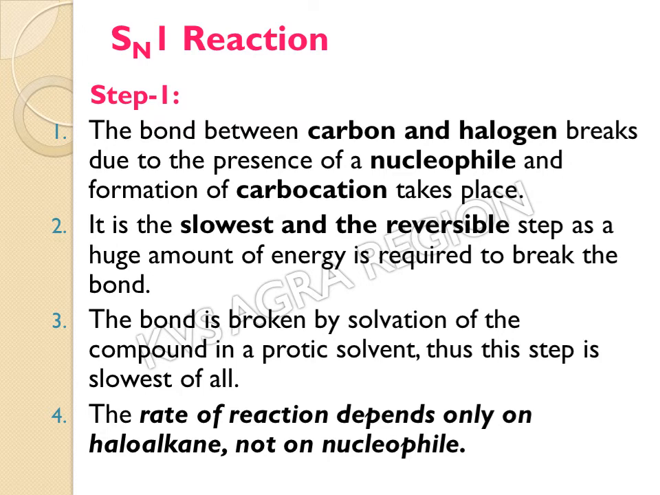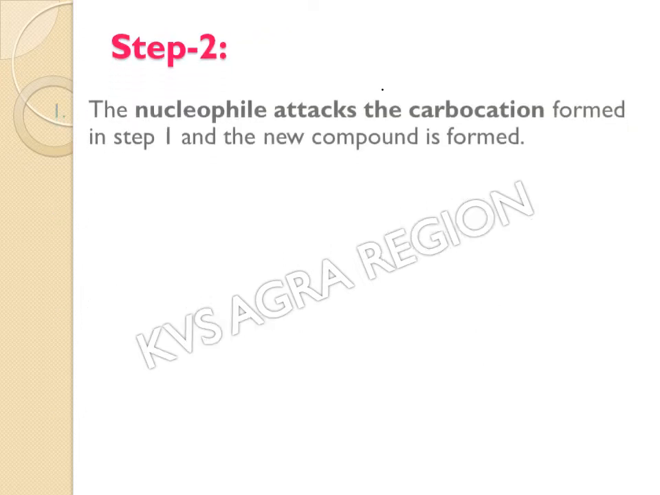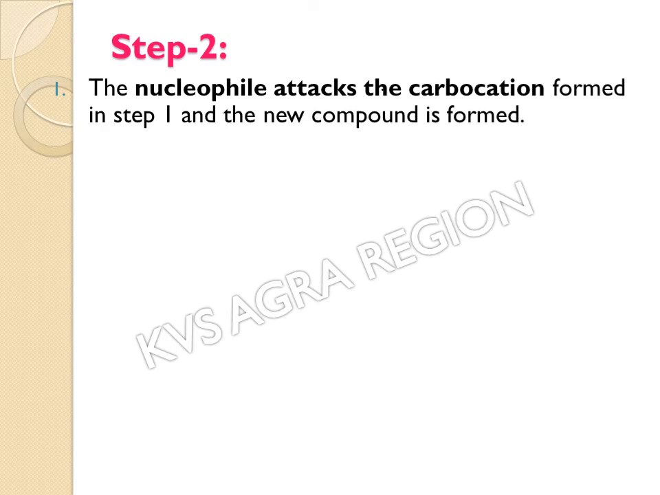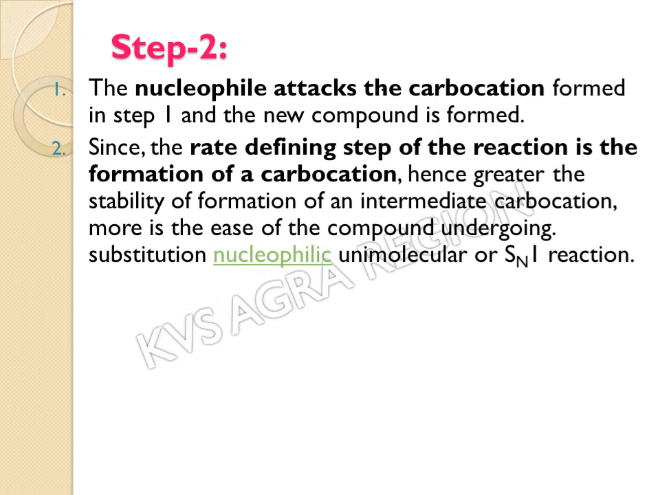The rate of reaction depends only on the haloalkane, not on the nucleophile. In step 2, the nucleophile attacks the carbocation formed in step 1 and a new compound is formed. Since the rate defining step of the reaction is the formation of carbocation, the greater the stability of the intermediate carbocation, the more is the ease of the compound undergoing nucleophilic substitution unimolecular, or SN1.